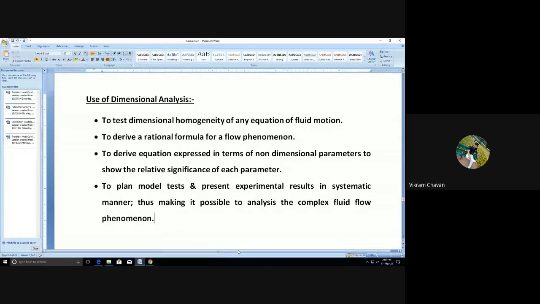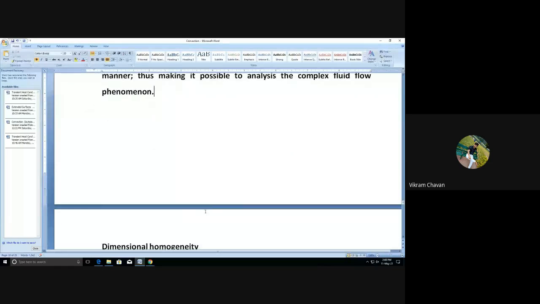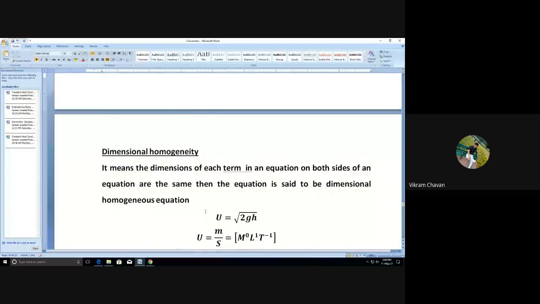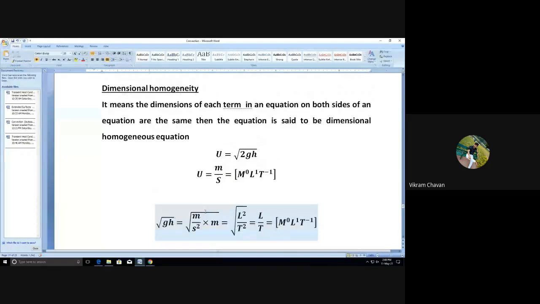Next, what is meant by dimensional homogeneity? If you consider any equation, and the right hand side dimensions of that equation are equal to the left hand side dimensions, then we can say that the equation is dimensionally homogeneous.